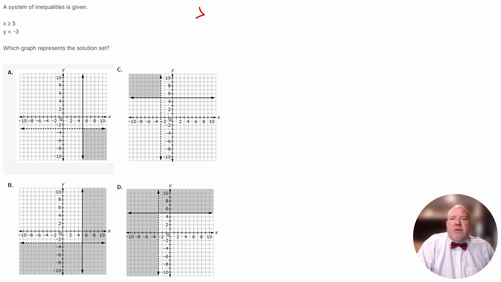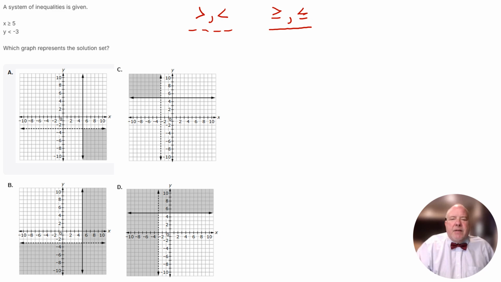If the symbol is greater than or less than, then you graph them using a dashed line. And if the symbol is greater than or equal to or less than or equal to, then you graph them using a solid line. And if you look at the answers that are given to you, you'll see some of the lines are solid and some of them are dashed. Okay, so when I look at the system here, the x greater than or equal to 5, I know that's going to be a solid line, and the y less than -3 is going to be a dashed line.